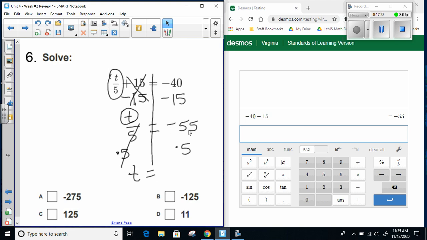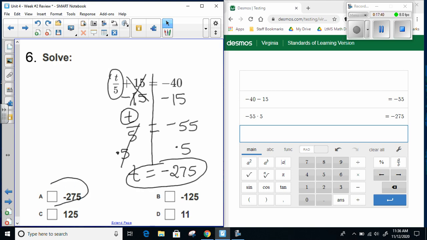And on the right now, I need to do negative 55 times 5, and that will tell me what the value of t is. Negative 55 times 5 is negative 275. So A is the best choice here.